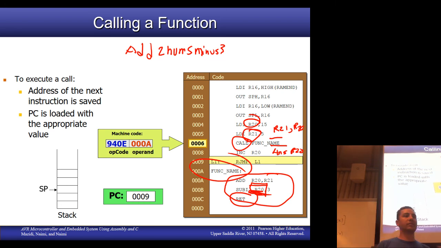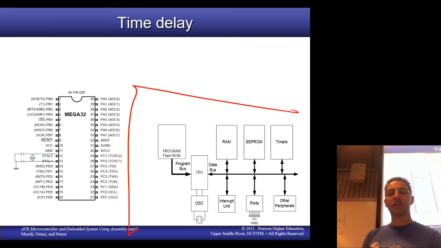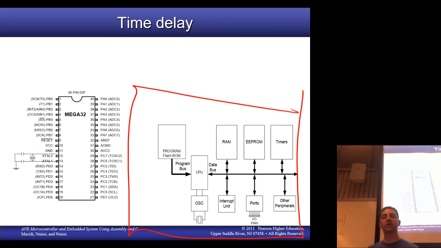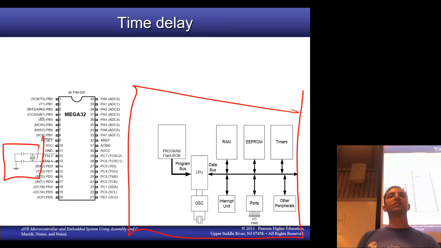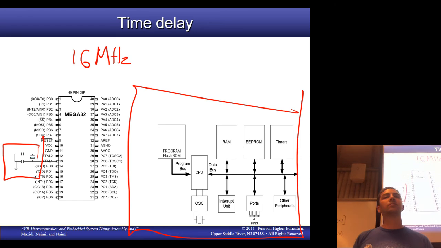So let's combine a few of these things into something you're going to need for the lab. This is our standard picture of what's inside the microcontroller, inside the 328P. The key feature of the processor is it has this circuit over here. This is 2 capacitors with a crystal. This crystal oscillates at some frequency. Our crystal oscillates 16 million times a second, or we say that it oscillates at 16 megahertz.